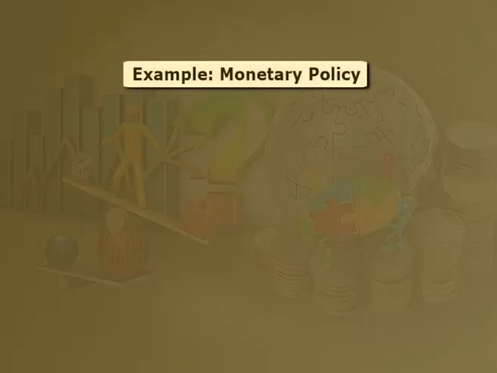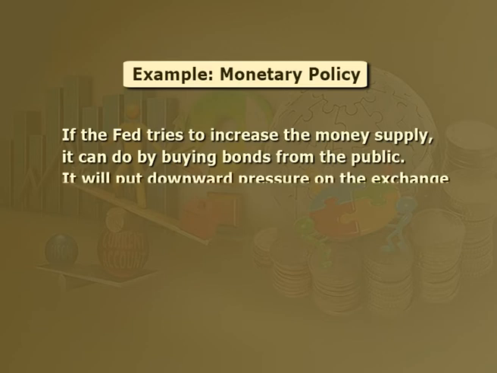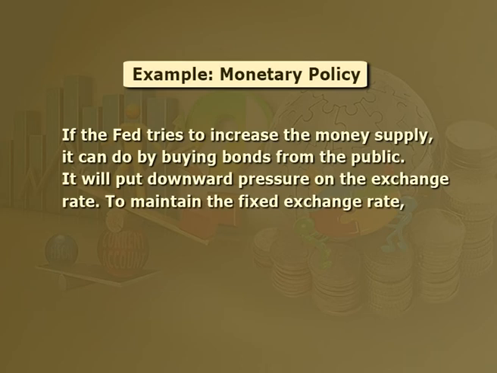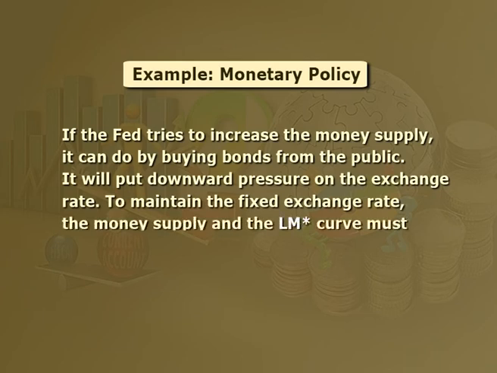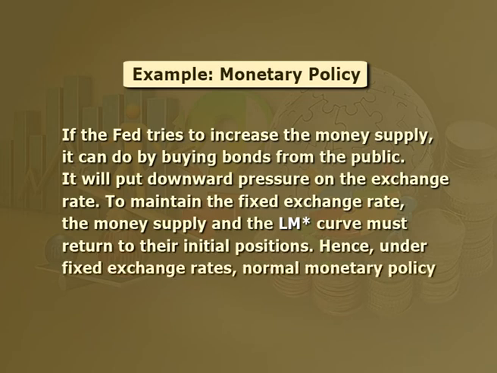Let us take an example. If the Fed tries to increase the money supply, it can do so by buying bonds from the public. It will put downward pressure on the exchange rate. To maintain the fixed exchange rate, the money supply and the LM* curve must return to their initial position. Hence, under fixed exchange rates, normal monetary policy is ineffective.